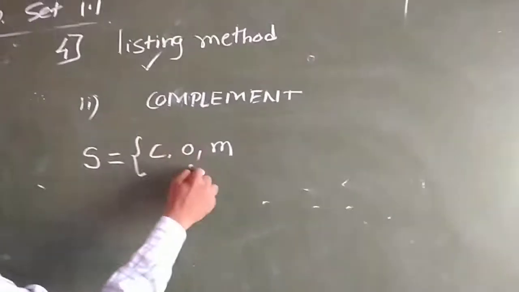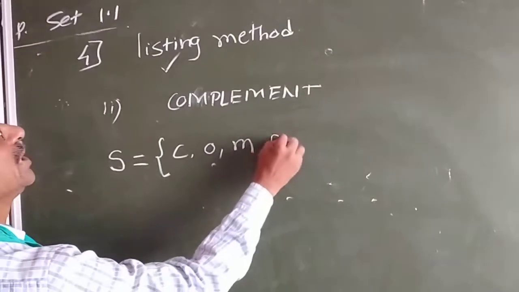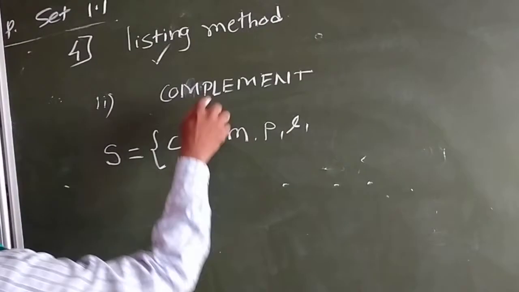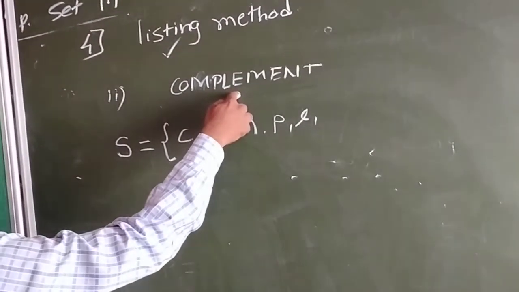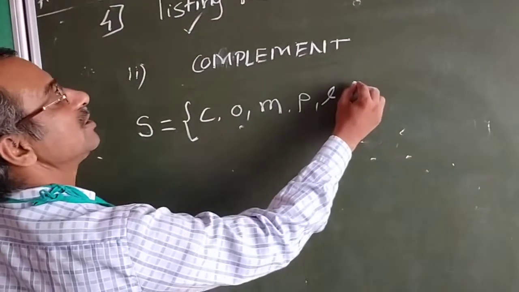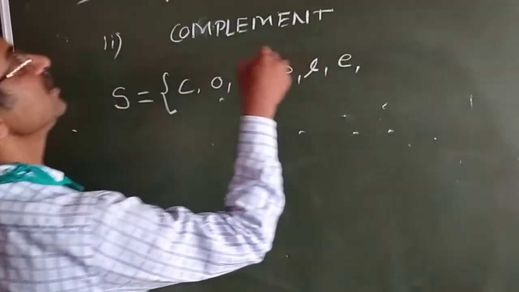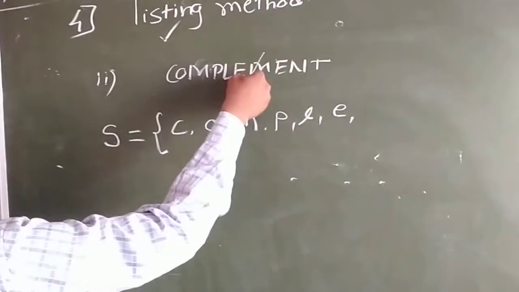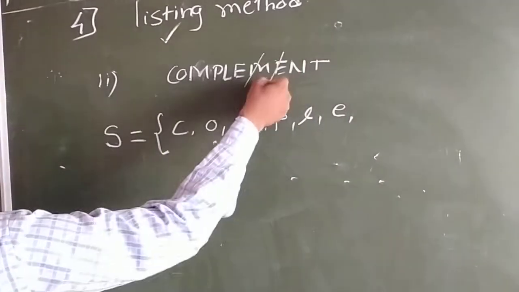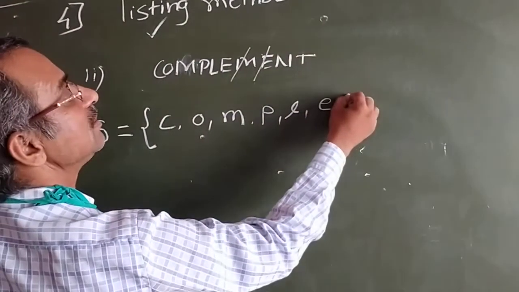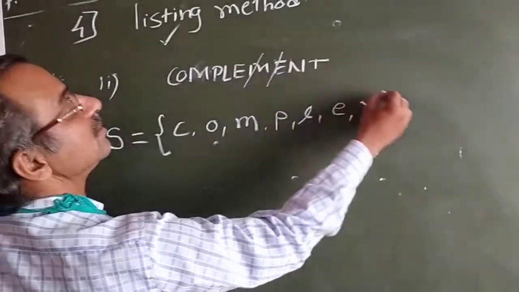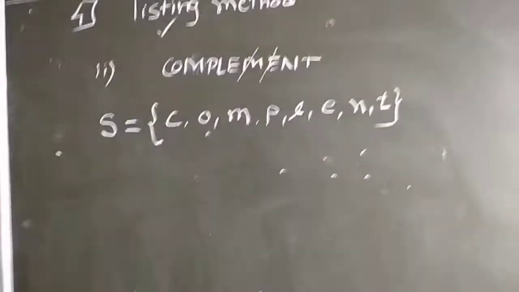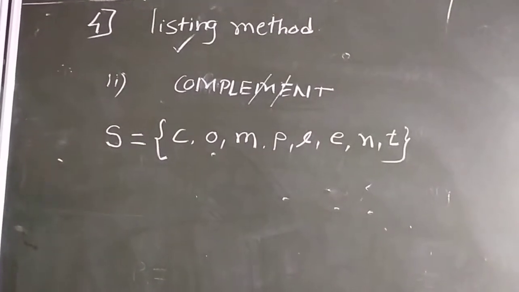C, O, M, P, L. Again, E is repeating? No, E is not repeating here, so we are writing E elsewhere. Then M is repeating, so we are not writing it. Then E is repeating. Then N and T. This is the answer of this example.